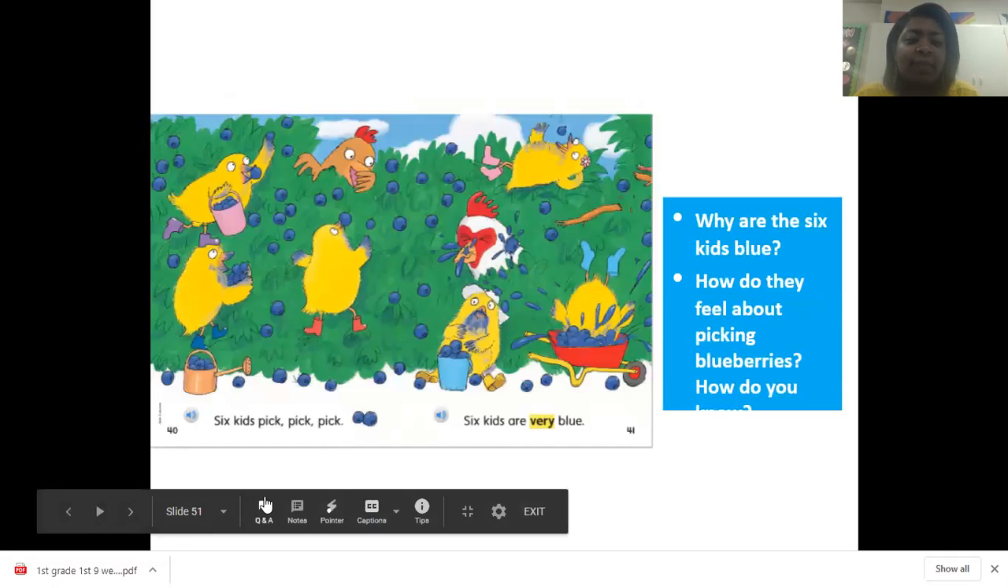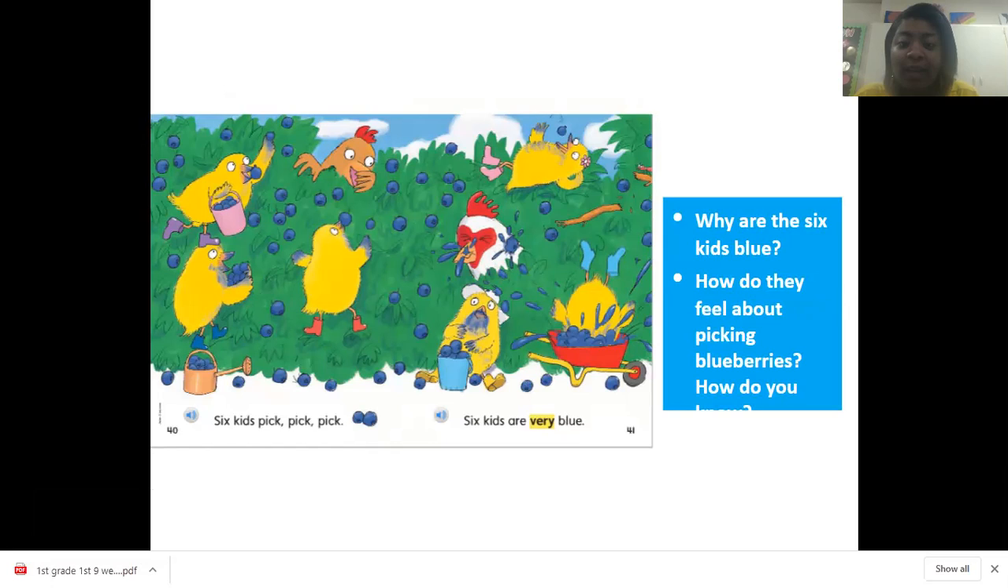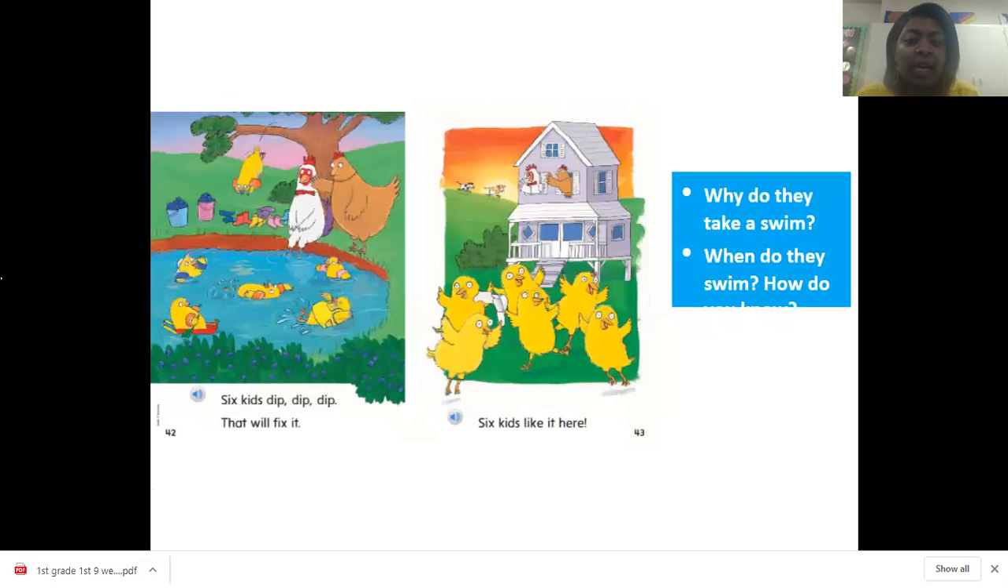6 kids pick, pick, pick. 6 kids are very blue. Why are the 6 kids blue? So why are they turning colors? How do they feel about picking those blueberries? And how do you know? We want to look at the pictures or the illustrations to determine this information.